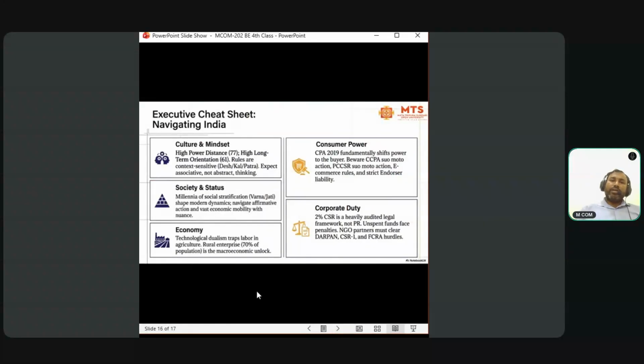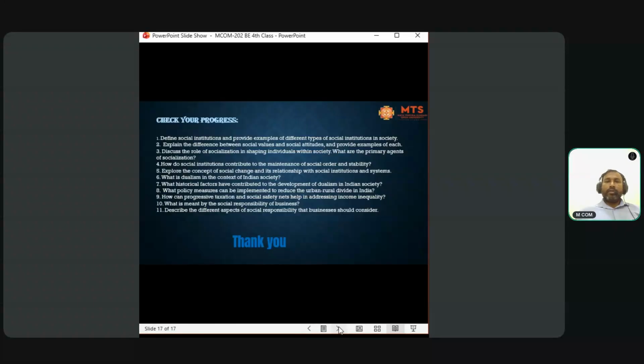The executive cheat sheet: navigating India, the cultural mindset, consumer power, society status, economy, corporate duty. Okay, so these are the topics, so this class is this.